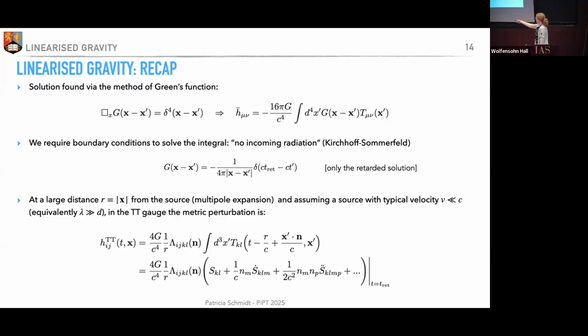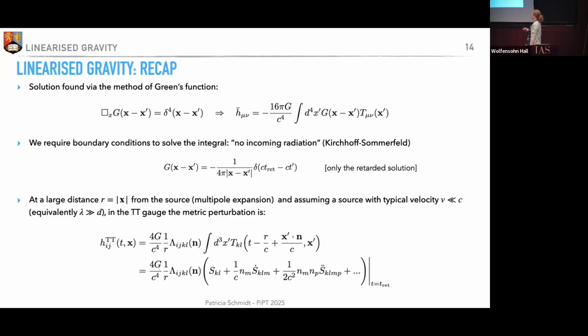And what you end up with is your metric perturbation, which is now purely spatial in that gauge, right, is proportional to 1 over the distance. And then we have this object here, which is your projection tensor along the line of sight, so towards your observer n, where n is literally just the unit vector along x. And we have our expanded source tensor here, right? So we remember the expansion here of the retarded time, as we've done already this morning.